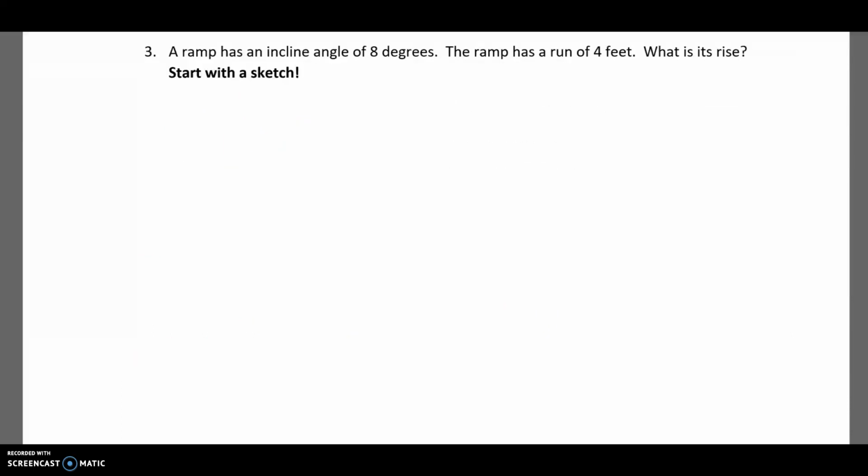We're given a practical problem, so we'll read through it and start with a sketch. We have a ramp that has an incline angle of 8 degrees. The ramp has a run of 4 feet, and we want to find out its rise. So if we picture a ramp, the run, remember, is the horizontal distance, and the rise is the vertical. Those will meet at a 90-degree angle. The run here is 4 feet. We want to find the rise, that's our unknown, I'll label it x. And I know the incline angle, or angle here, is 8 degrees.